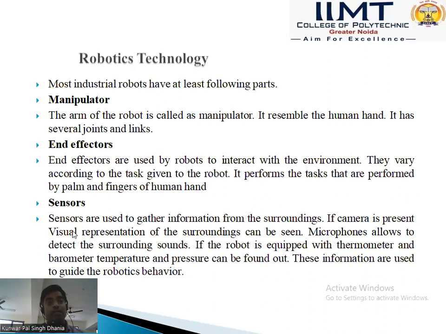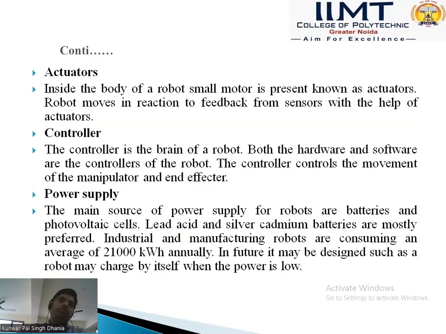Sensors are a very important part of robotics because sensors are used to gather information from surroundings. If a camera is present, a visual representation of surroundings can be seen. So these are the major parts: manipulator, end effector, and sensors. Again, actuators. Inside the body of the robot, a small motor is present. The power which is given to the actuators can move the moving parts like the human hand. So the actuator is an important part.